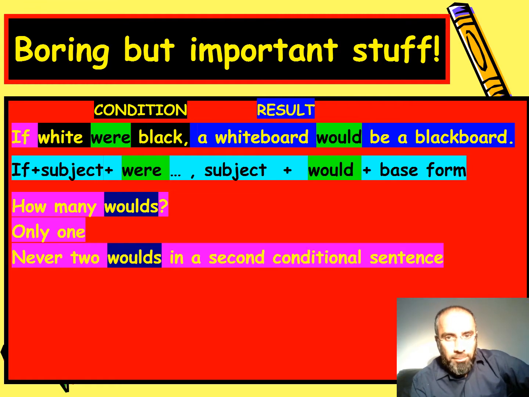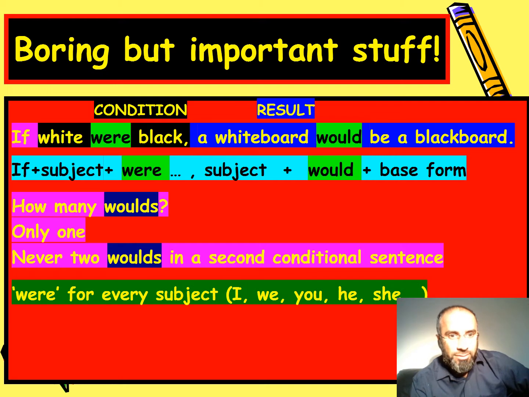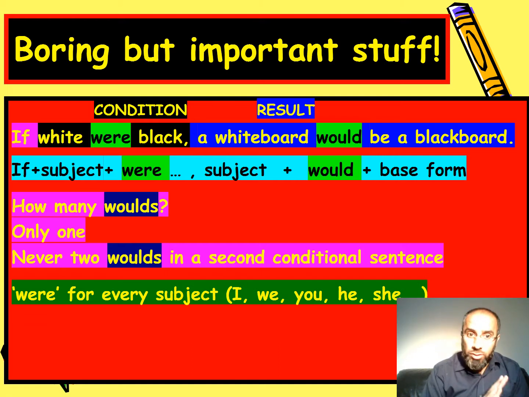So it's only one here. Never ever two woulds in a second conditional sentence. And we use were for every subject. It's I, we, you, he, she, Sheraz, Alex, white, black, anything. We use only were. Okay.